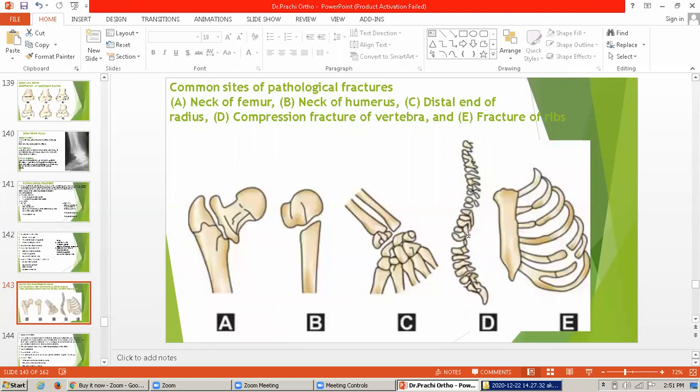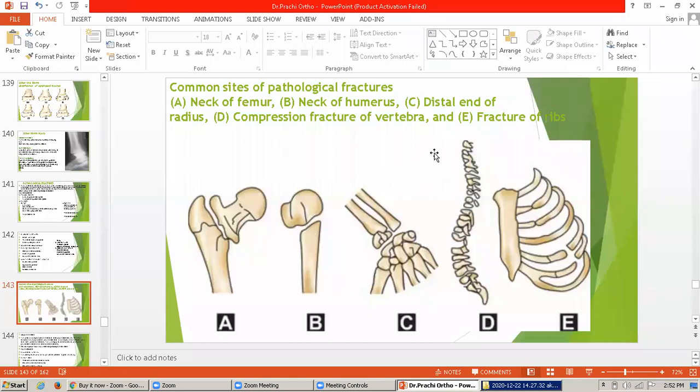Common sites for pathological fractures are A, that is the neck of the femur. So this is the femur and this is the neck of the femur, showing the common pathological fracture. B, the neck of the humerus. In that, we can see this is the bone of the humerus and this is the neck of the humerus, showing the pathological fracture.